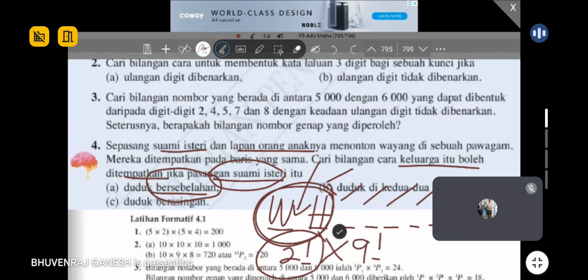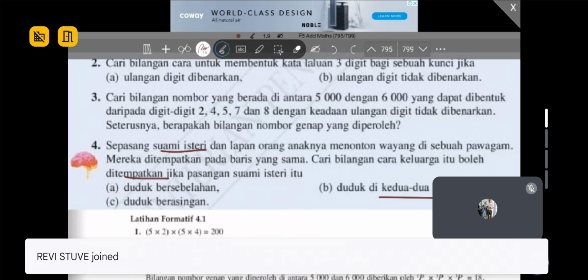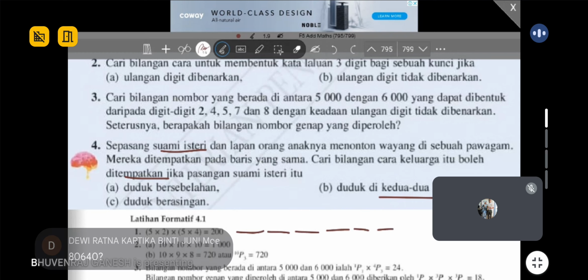So question number B. Mereka kata dia duduk di kedua-dua hujung baris. So macam mana? This one also interesting. So what will be your answer? They say they sit at the end of the line.